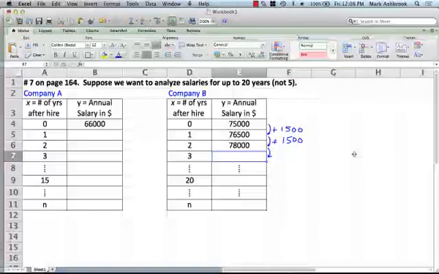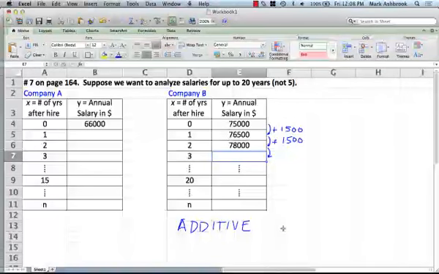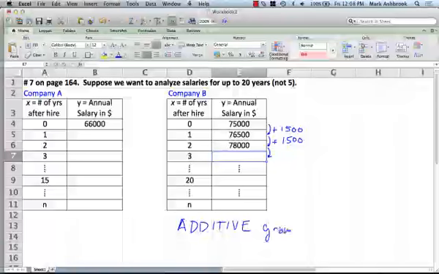So how is the salary changing? It's increasing by 1,500 every year. So increase by a certain amount is what operation? Addition. So addition, right? This is what we call additive growth. Every time a year goes by, we add a value to the output to get the next output.